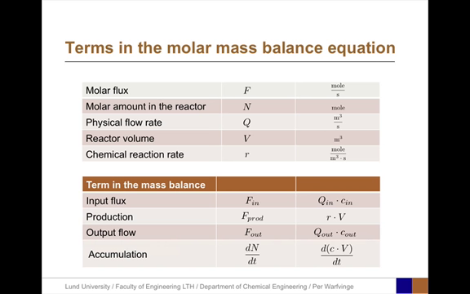The output flow, F out, is quantified as Q out times C out, while the accumulation term, the change in number of moles in the reactor per unit time, equals the time derivative of the product C times V.